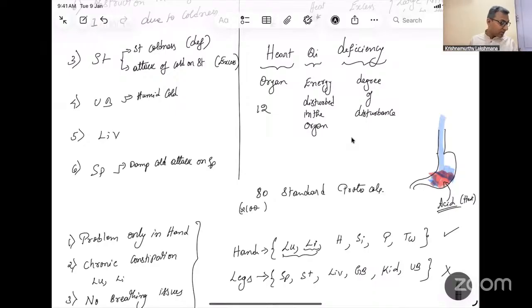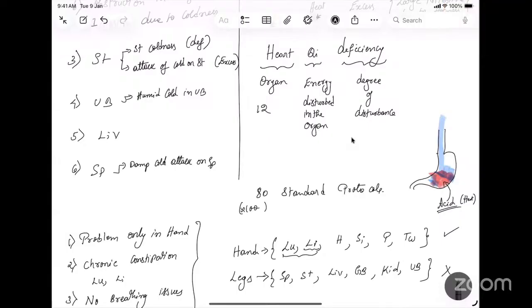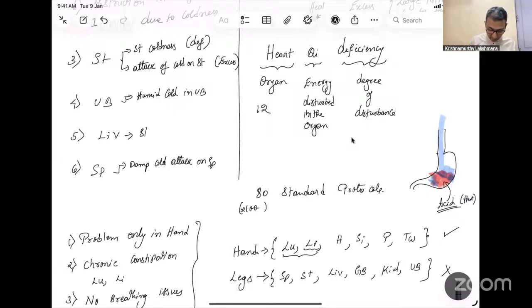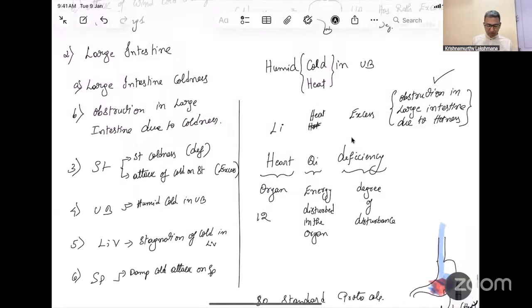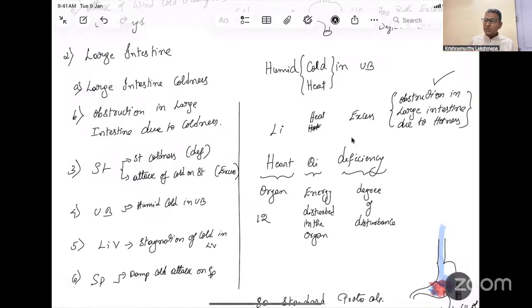Damp cold attack on spleen. And in UB, humid cold. Sir, acidity is related to H. pylori also, no? Hold on. And there is stagnation of cold in liver. So more or less these are the options which are related to cold, excess cold.